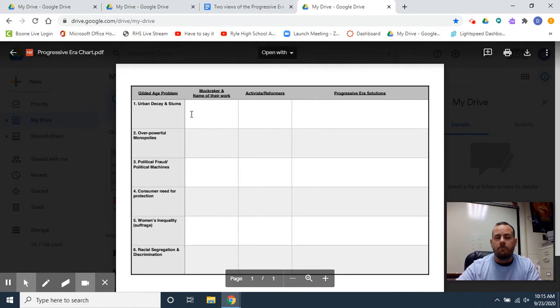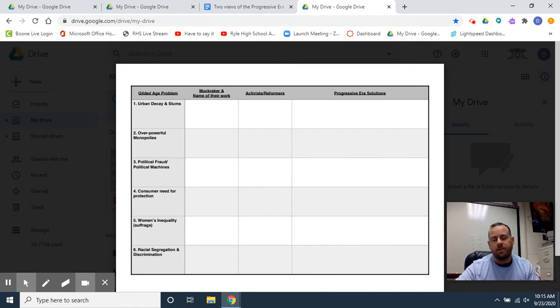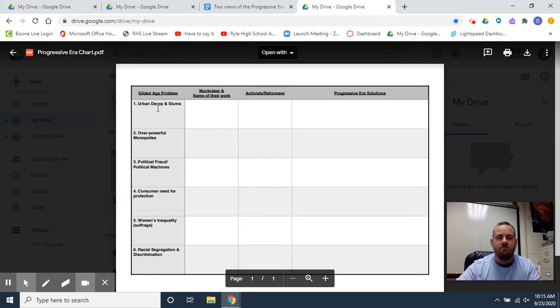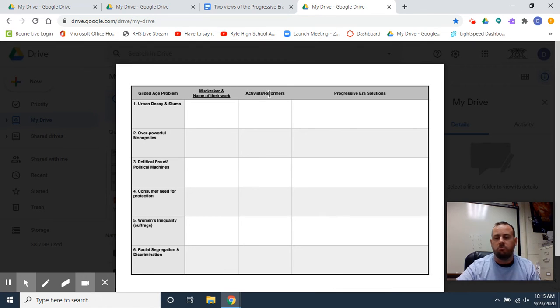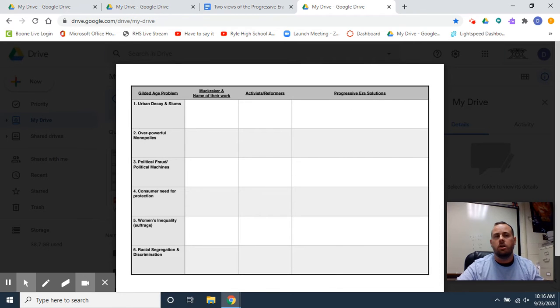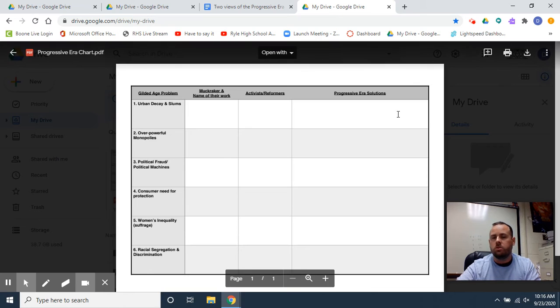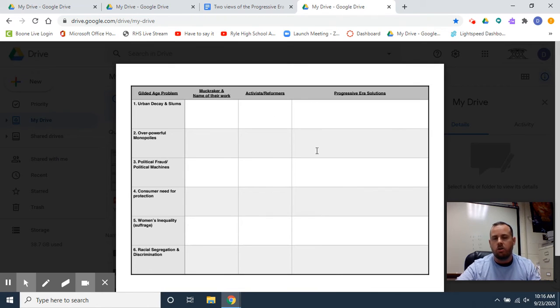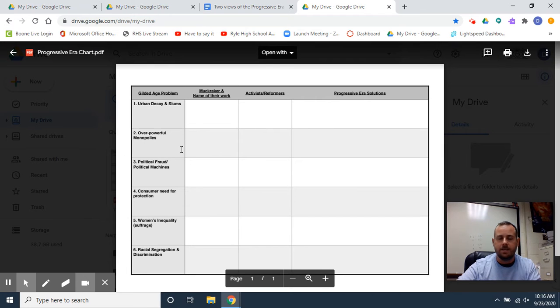Eventually, what's going to happen is muckrakers. These are journalists, and you're going to have a discussion board post on this tomorrow. But muckrakers are going to step up to investigate these issues and expose these issues to the public. There's going to be activists and reformers who step into these issues and take on a cause to fight to fix these problems. And then finally, there's going to be progressive era solutions: laws, amendments, court cases, systemic changes that try to address these. So over the course of the unit, we will look at all of this, and I'll come back to this at the end of the unit as kind of like a study guide.